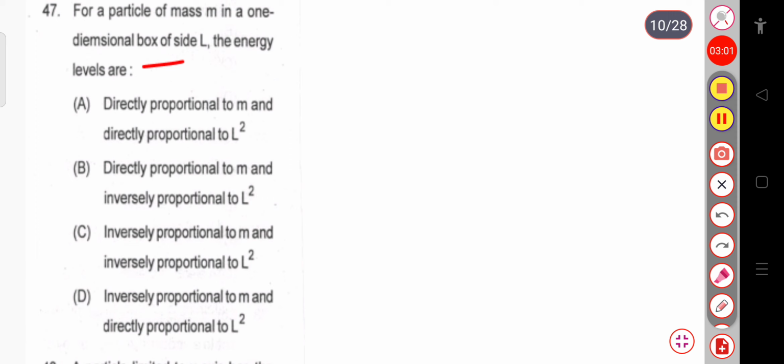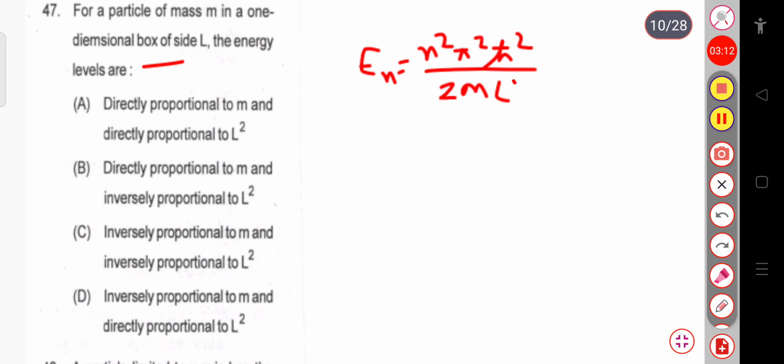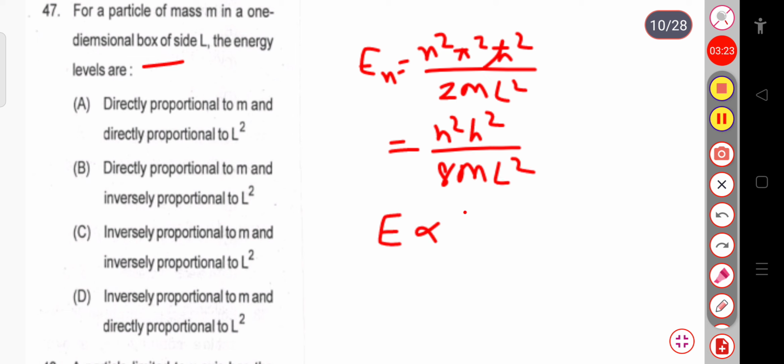So let me write first En equals n square pi square h bar square divided by 2 m L square, or if you put the value of h bar, this will be n square h square divided by 8 m L square. Now from this relation you can say energy is proportional to 1 by mass, and also proportional to 1 by L square, that is energy is inversely proportional to the mass m and inversely proportional to L square. So this one is our correct answer.